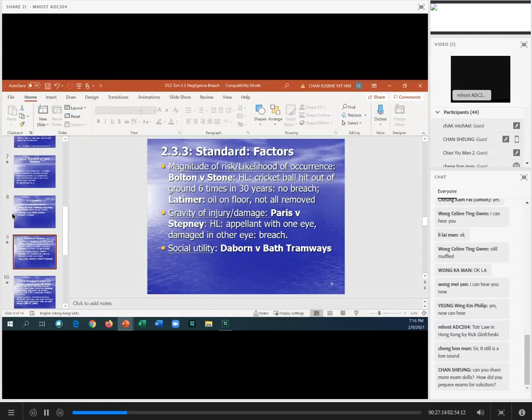And Daborn and Bath Tramways, of course, the Second World War case involving ambulances donated by the Americans to the British, and there was an accident largely caused by the fact that the ambulances had their steering wheel on the opposite side of the English ones. Okay, so the court said, well, these ambulances are of great social utility, there was no breach of the duty of care in Daborn.